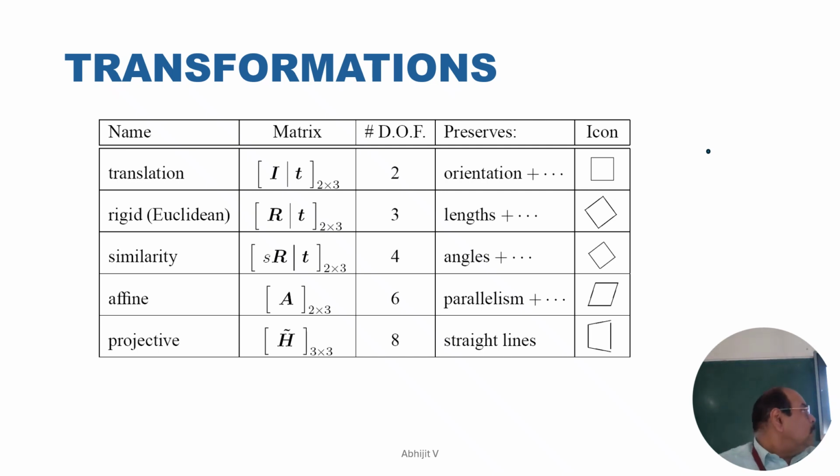So mathematically, I've given this: translation, rigid or Euclidean, similarity, affine, and projective. All these things will have different degrees of freedom. See, degree of freedom means, what is meant by degree of freedom?